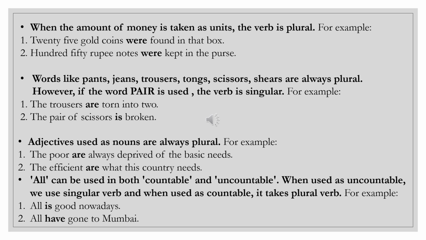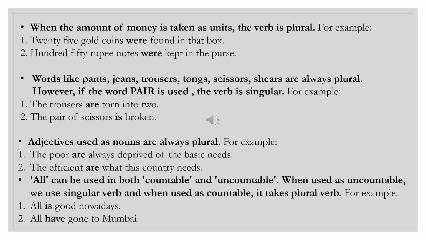Now if I say this pair of scissors is very sharp. Now pair always means two, right? Couple, pair, it indicates that there are two subjects. Now when we are saying this pair of scissors, then already we are considering pair as the main subject, pair of scissors. So the verb becomes singular. Here, the trousers are torn into two. And the second example, the pair of scissors is broken, or the pair of trousers is torn into two.